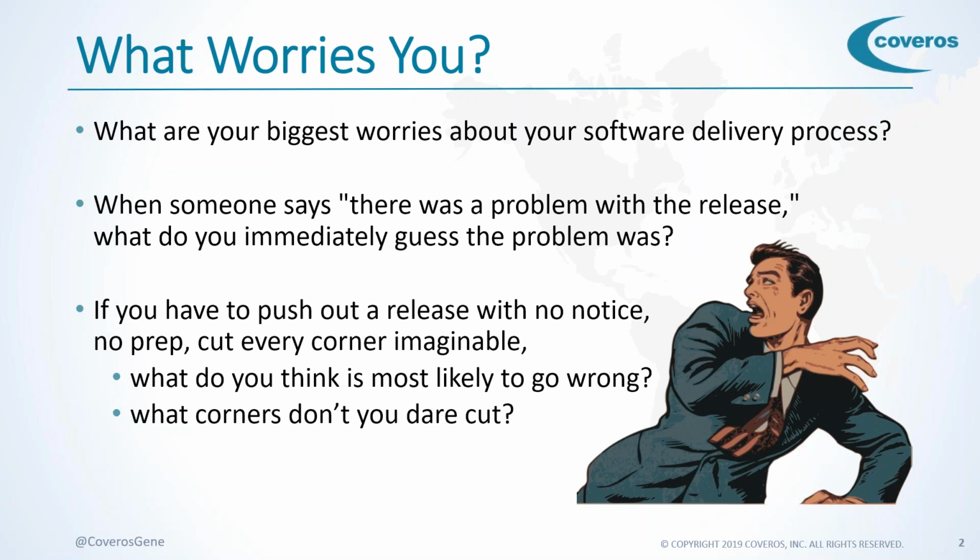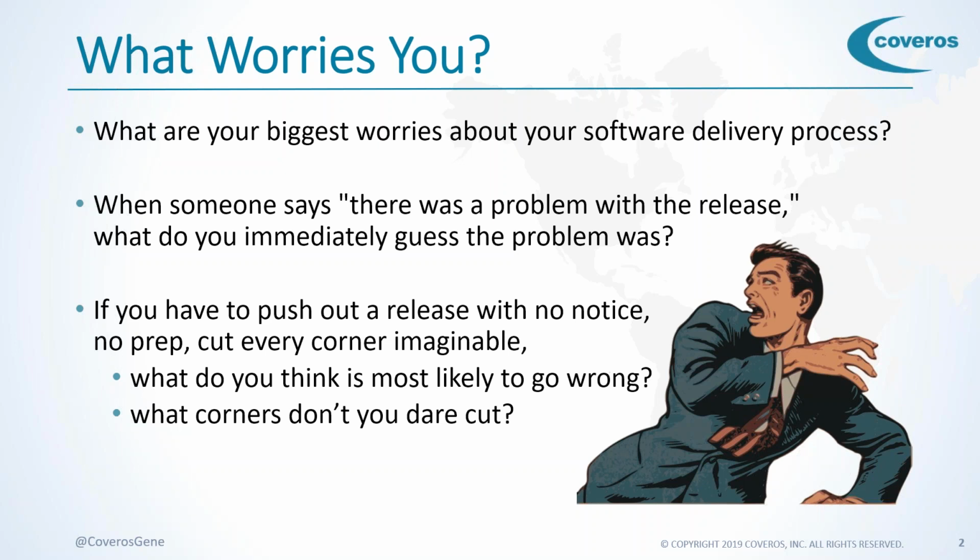What do you think most likely is the piece that's going to suffer, right? What are the pain points in that case, right? We can eliminate our process. We can do whatever it takes. People have given us permission to do whatever we need. What are the things you think are most likely to go wrong, and what corners don't you dare cut, right?